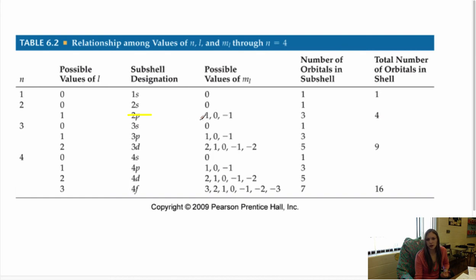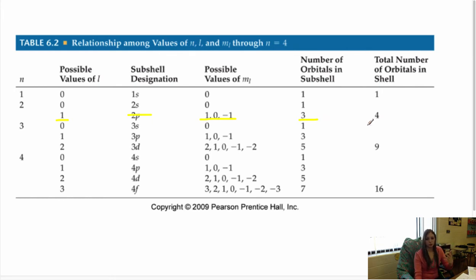I see that right there. Okay, I've got values of -1, 0, and 1. That's my M sub L, because my L value is 1, because it's a 2p, p's are 1. So -1, 0, and 1 for the 3 for X, Y, and Z. I have 3 orbitals: the px, the py, and the pz.